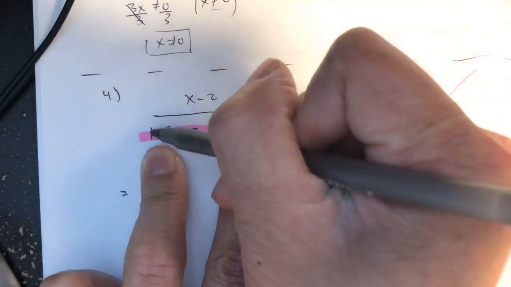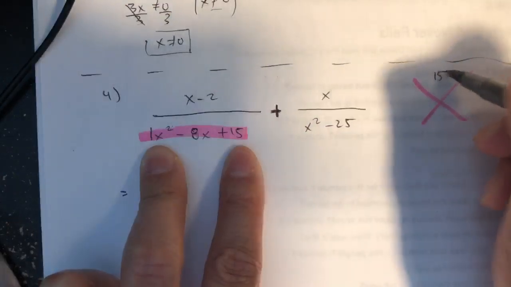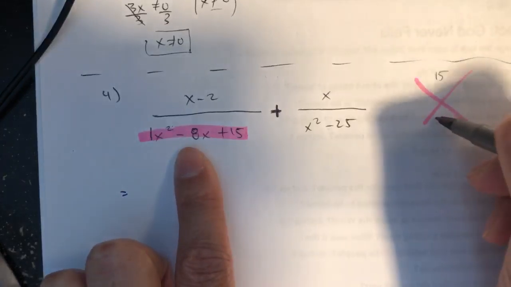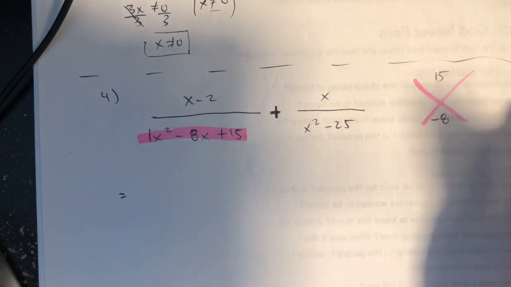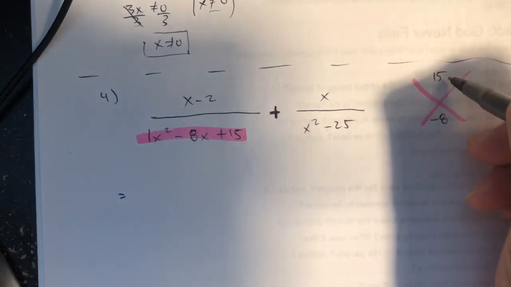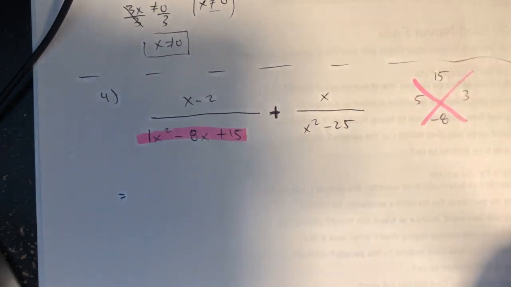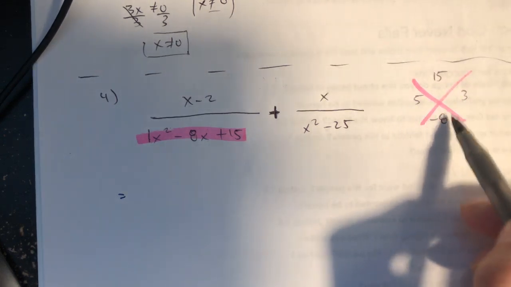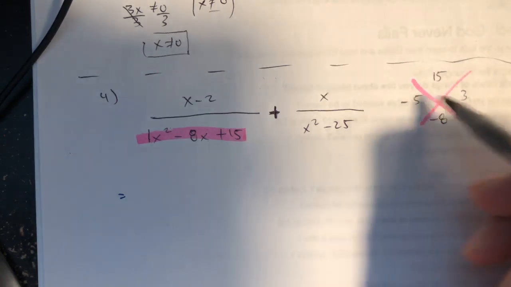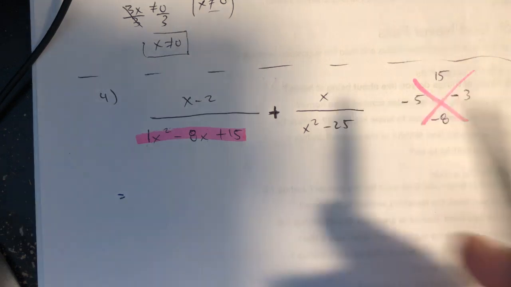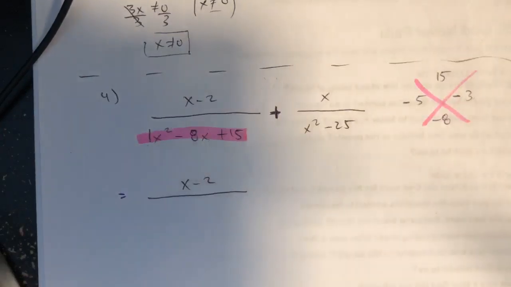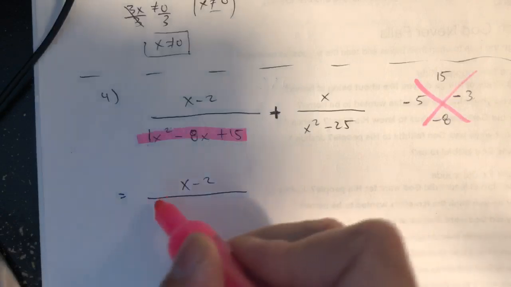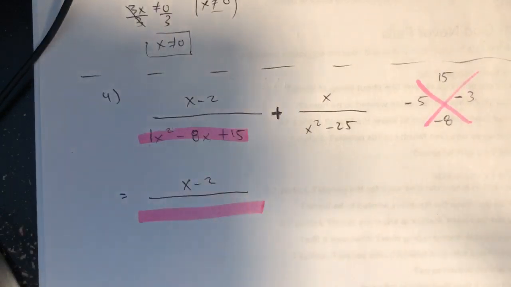This would be a times c, so that would be 15. Your b value is -8. Two numbers that multiply to be 15, I'm thinking are 5 and 3, but they have to add to be -8, so both of these are negative. Remember, when a is equal to 1, then you only need to use the x method. So I have x minus 2, and then our answer is going to be x minus 5, x minus 3.